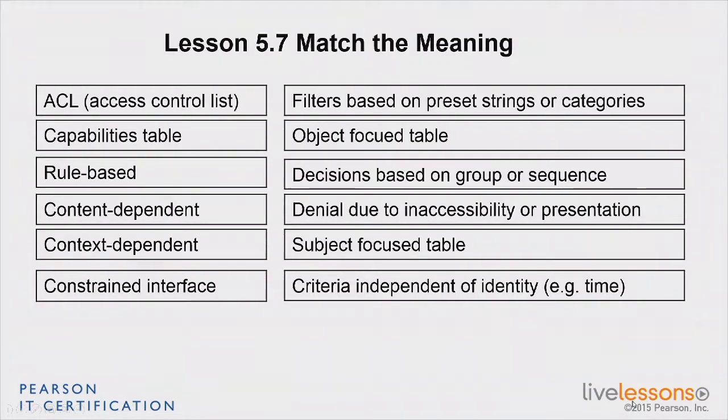That brings us to Lesson 5.7, Match the Meaning. These are the terms that I want to make sure you're really comfortable and very familiar with: ACL (Access Control List), Capabilities Table, Rule-Based, Content-Dependent, Context-Dependent, and a Constrained Interface. Remember that the terms on the right-hand side may be meanings or they just may be describing the functionality. So what you're going to do is put me on pause, match the meaning, and when you're ready, come on back and we'll go through them together.